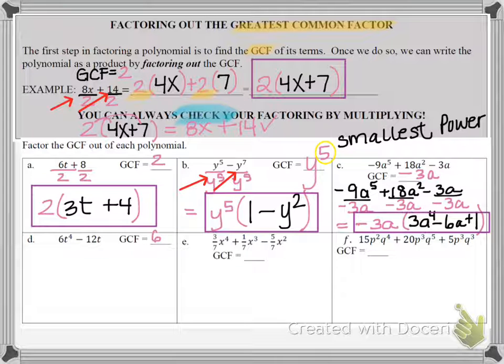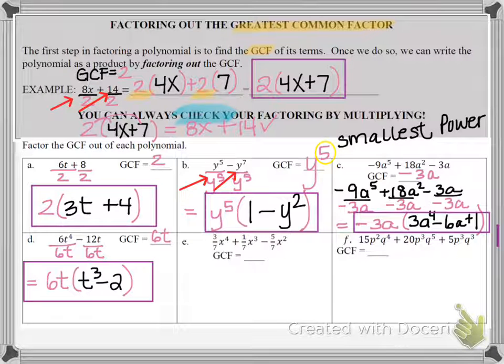Let's look at part D. Both terms have a GCF of 6, and also t will be included. So I'm going to divide both terms by 6t. So I put 6t on the outside of my expression. 6 divided by 6 just leaves a 1 behind, so all I do is t to the fourth divided by t, which leaves me t cubed. Then I get minus 2, and no t on that 2 because t divided by t is just 1. So my final answer is 6t times t cubed minus 2.